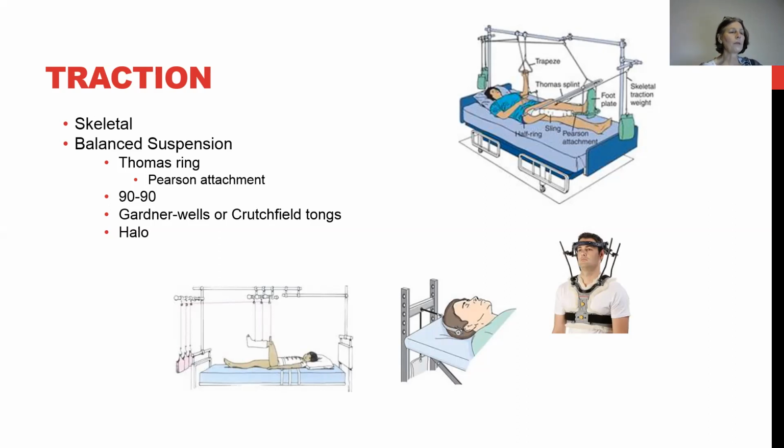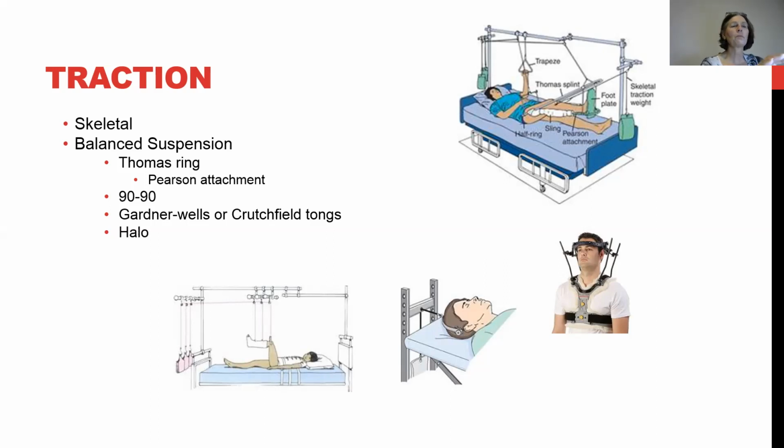The most common skeletal traction that we see inpatient is for a femoral fracture. And what we see is the one in the top right in a color photo. This is the traditional traction bed picture we see for patients. This patient has a Thomas ring with a Pearson attachment. That's what they call it. It's balanced suspension traction.